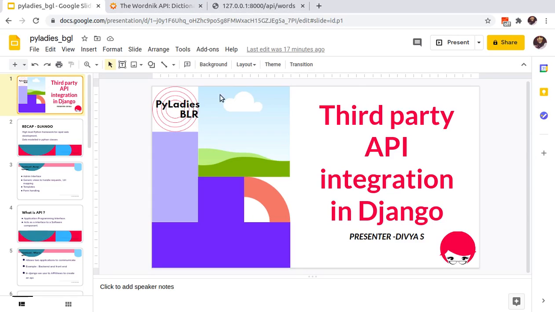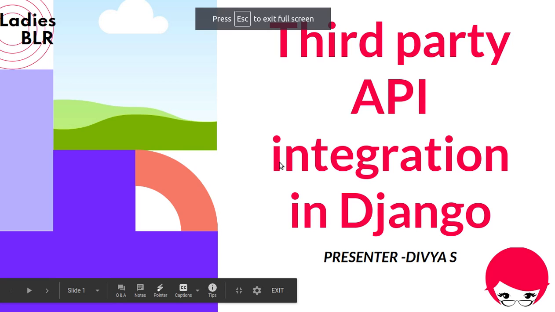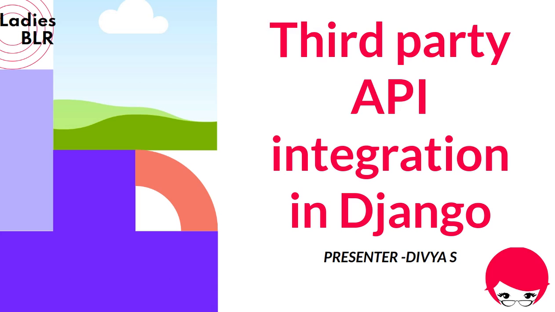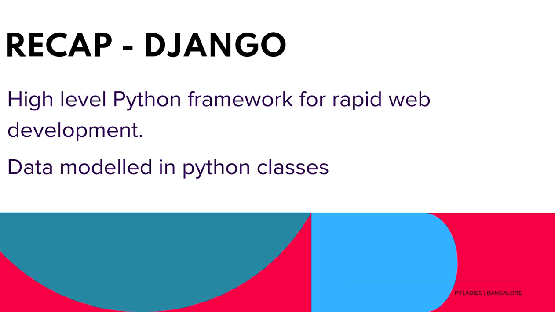So moving on to the topic for today. The topic for today is third-party API integration in Django. These words might seem kind of unintelligible, but definitely they are not. They're going to be super easy. Before we move on to the core topic for today, let's have a quick recap on Django.